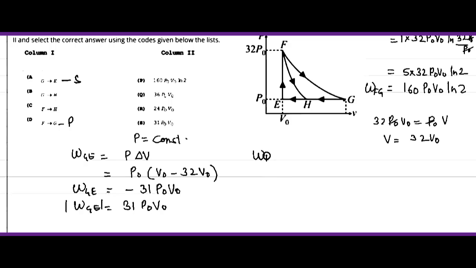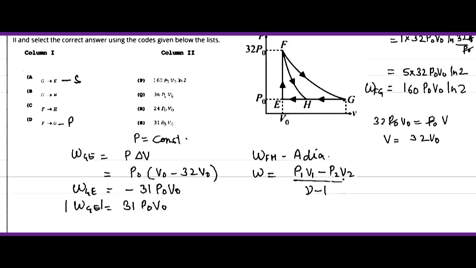Now let's try to find out WFH. We can see that this is an adiabatic process, right? So for an adiabatic process, if we apply the formula for work done, this will be simply equal to (P1 V1 minus P2 V2) divided by (gamma minus 1).